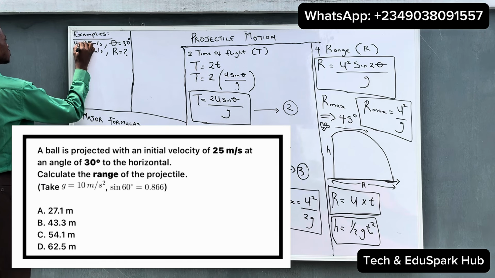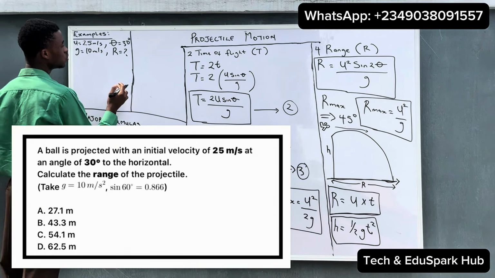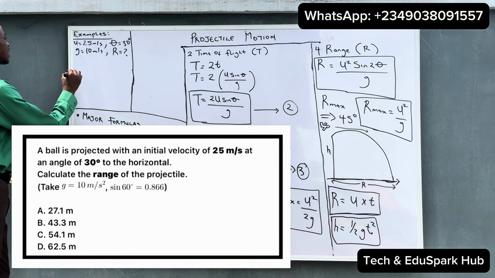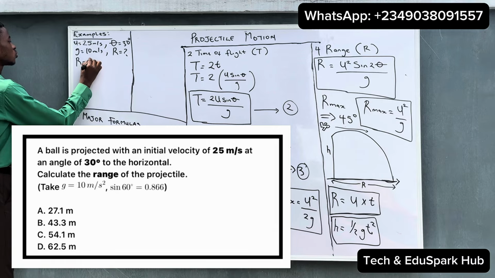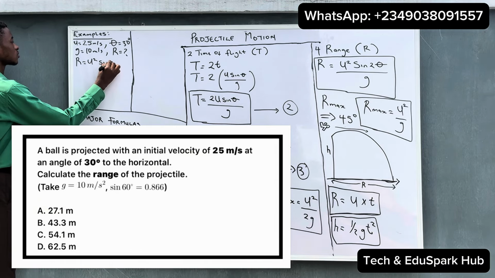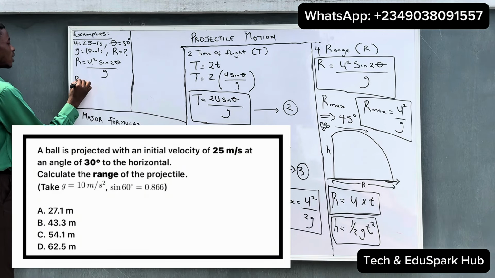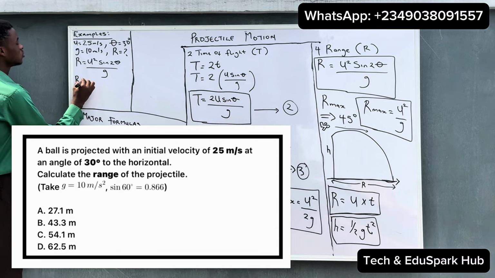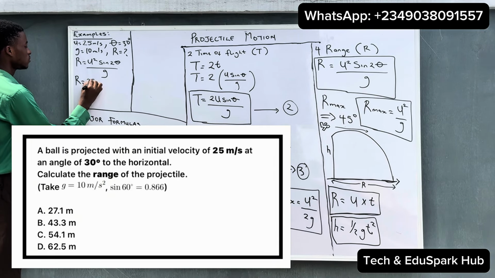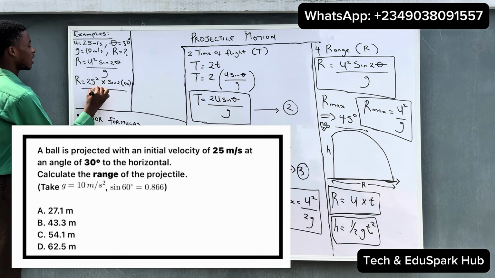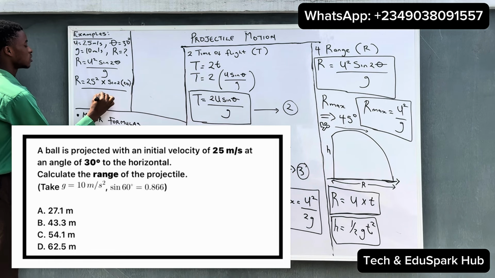So in this kind of question, we are given an angle, so we'll be using our horizontal range formula. From what we know, our range is equal to u square sine 2 theta over g. So substituting our parameters in the formula, we have u, which is 25, squared, multiplied by sine 2 open bracket 30 degrees, divided by our gravity, which is 10.